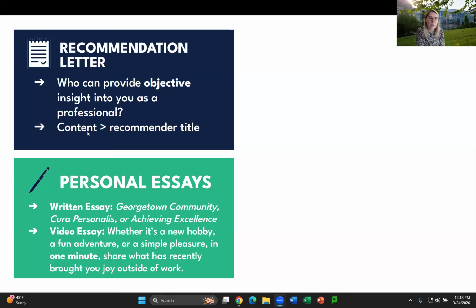And also I would advise you to be strategic in your prompt selection. So see which one really resonates with you, which one you feel like in addressing you can best showcase yourself or your achievements or who you are as a person, and consider what you hope the admissions committee takes away from reading that essay.